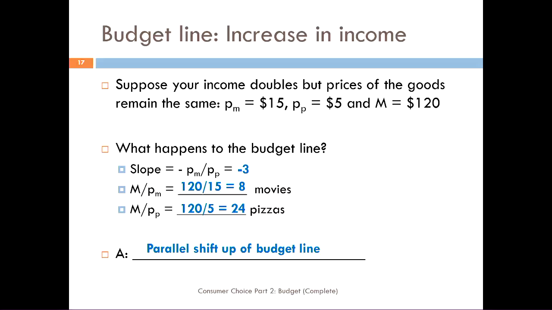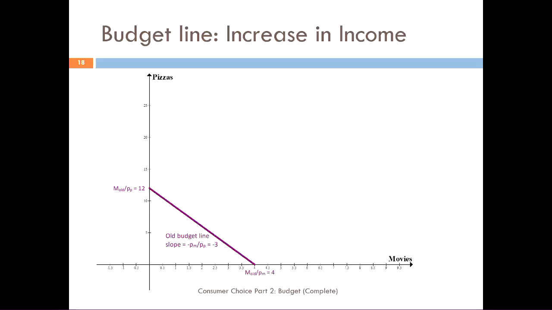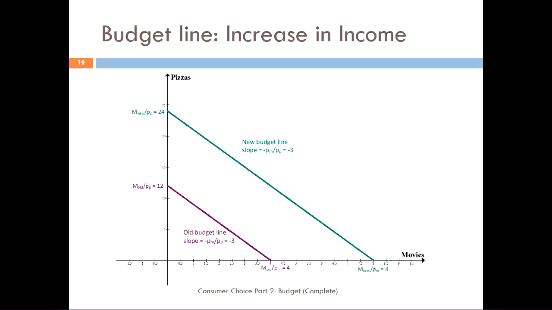Okay, so what does it look like? Well, here's our old budget line. Remember, the horizontal intercept was 4, the real income in terms of movies. The vertical intercept was 12, the real income in terms of pizzas, right? And then the slope was -3. And we're saying the new budget line, when your income doubles, is going to have the same slope, but you double the intercepts. So it's just a horizontal shift up of your budget line.